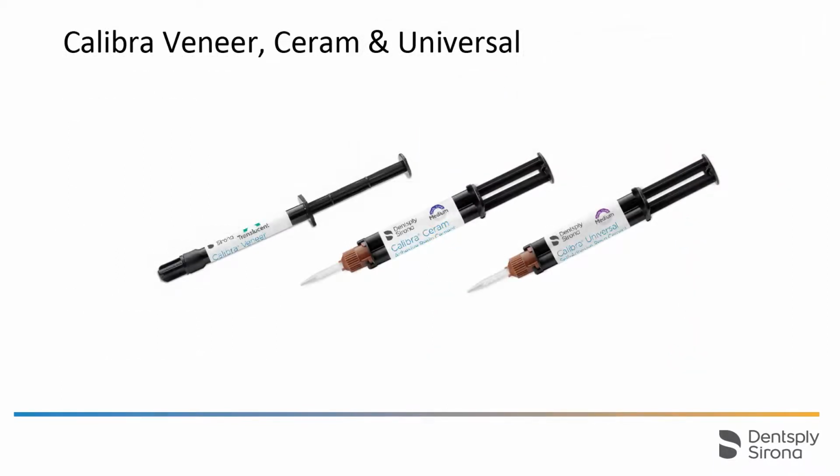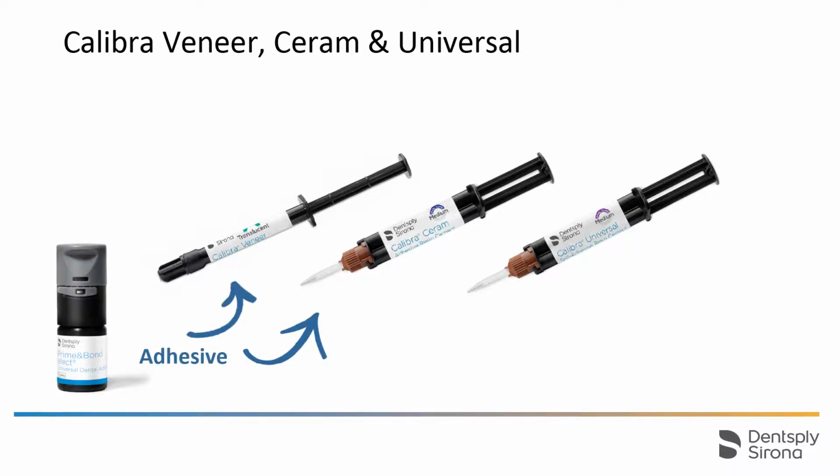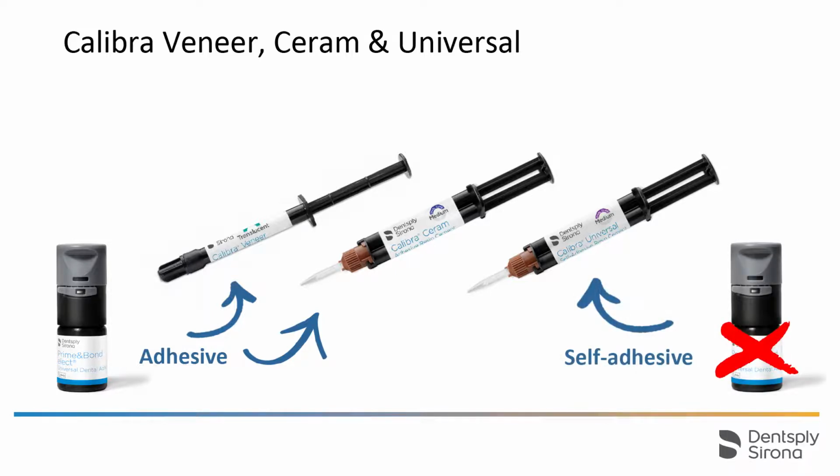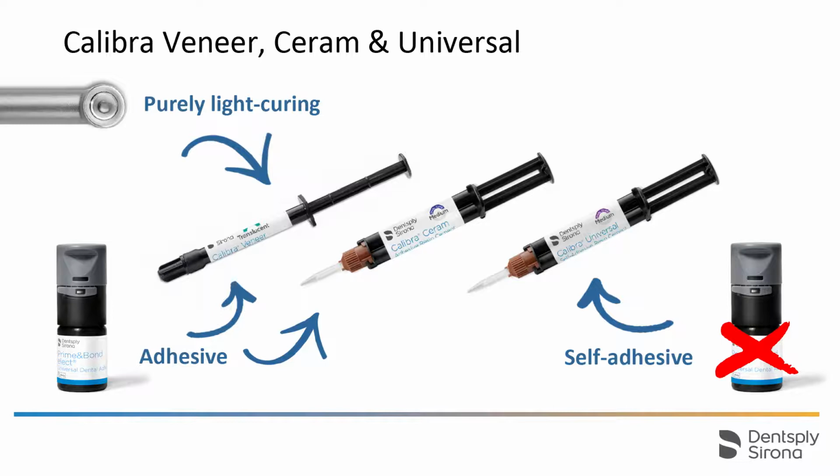Resin cements are practically divided according to the type of bond and curing mechanism. Calibra cements from Dentsply Sirona can be considered as representative here. The products Calibra Veneer and Calibra Ceram are used in combination with an adhesive, for example, Prime and Bond. In contrast, Calibra Universal is a self-adhesive cement, which means it bonds by itself to the tooth, making its clinical application particularly easy. Calibra Veneer is only light-cured.